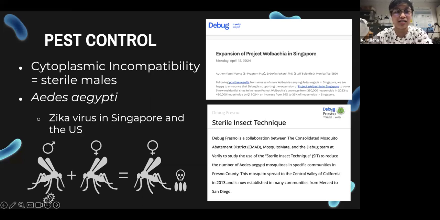And this actual release of infected males has been conducted in Singapore and in the US recently. The life sciences arm of Google, or Google's parent company, I should say, Alphabet Incorporated, is called Verily, and they use this method and have released about 20 million Wolbachia-infected male Aedes aegypti mosquitoes in Fresno, California, which is 3 hours away from the home I grew up in. And this is in an attempt to combat the Zika virus, because it was introduced to Fresno and the mosquitoes boomed in population.